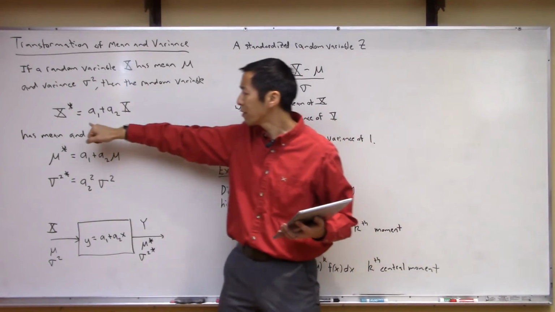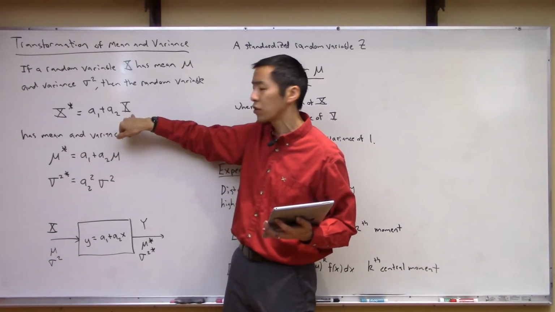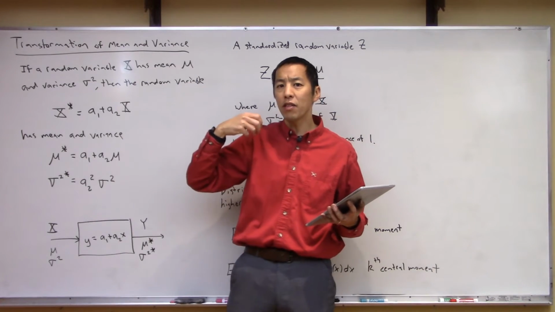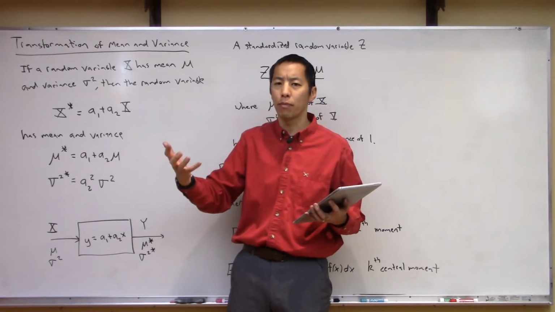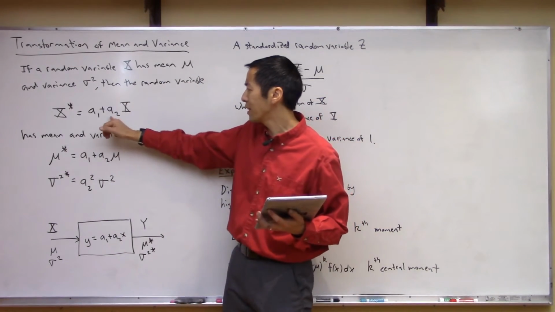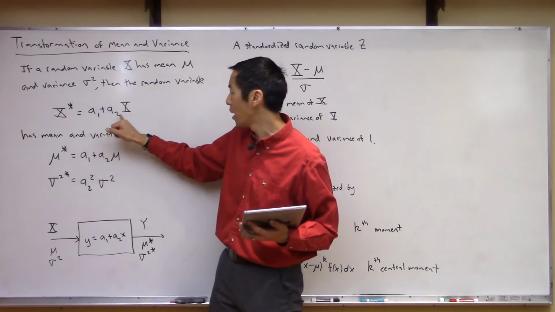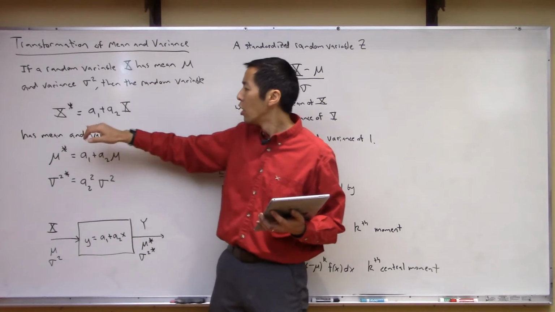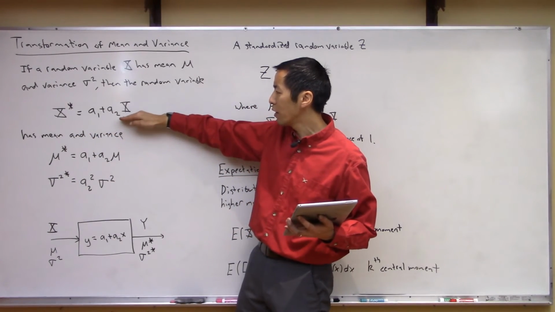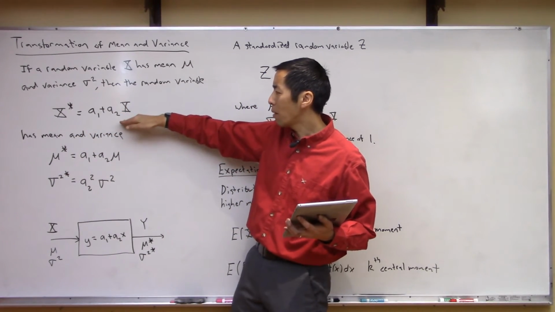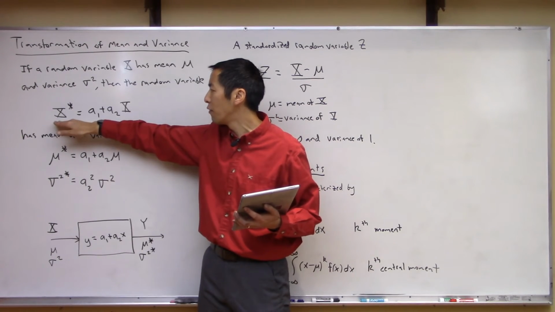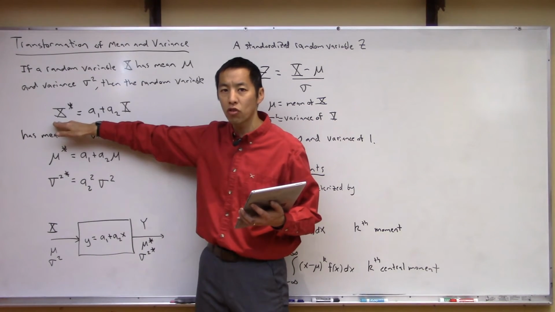So, for example, let's say you've got some random variable x. And now let's say this goes through some kind of function or process, where this is effectively a linear transformation. This looks like y equals mx plus b. So if you do that with a random variable, what's going to happen to the mean and variance of this new signal x star?